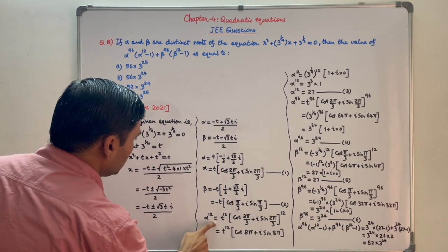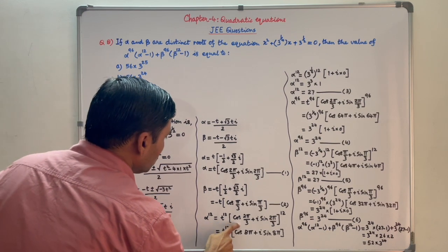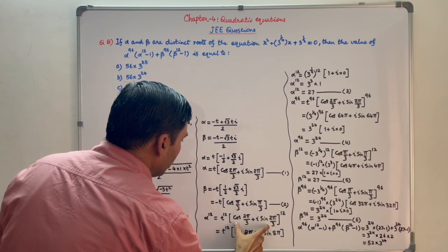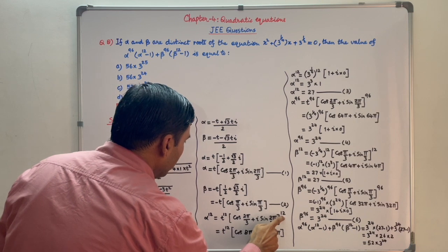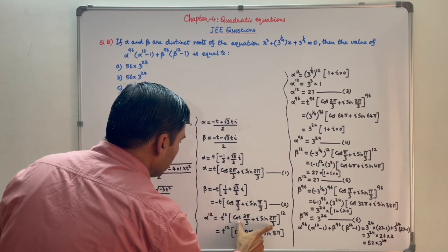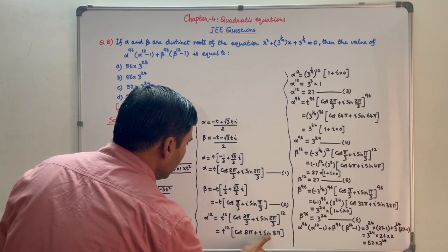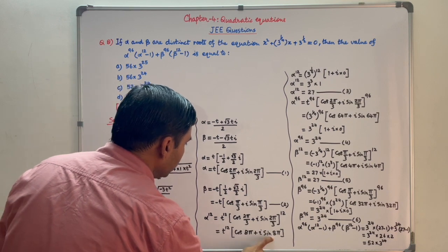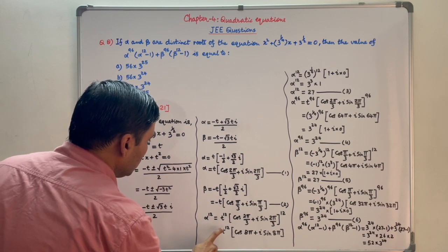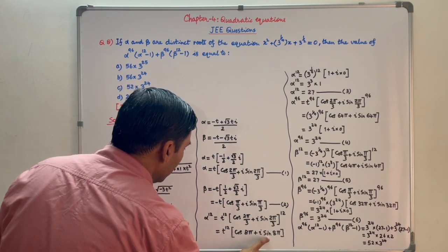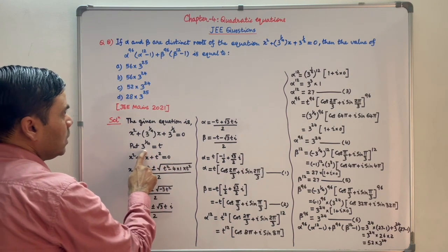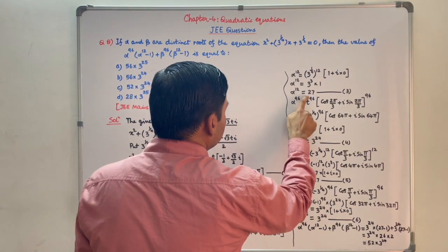Alpha to power 12 is equal to t to power 12 into cos 2 pi by 3 plus i sin 2 pi by 3 to power 12. We can apply the De Moivre's theorem in this part. So power will be multiplied with the angles. So this part will be cos 8 pi plus i sin 8 pi. This is in the form cos 2n pi whose value is 1. This is in the form sin 2n pi whose value is 0. So alpha to power 12 is equal to t to power 12 into 1 plus 0 and that is equal to t to power 12, and t is equal to 3 to power 1 by 4. So alpha to power 12 is equal to 27.